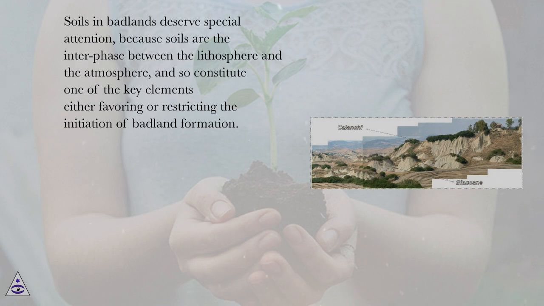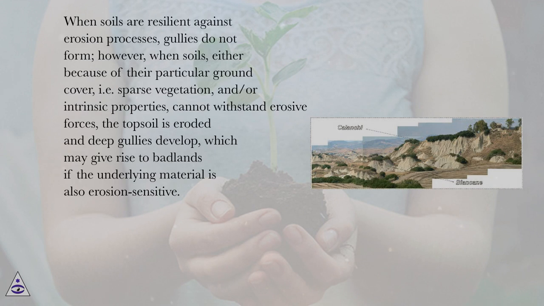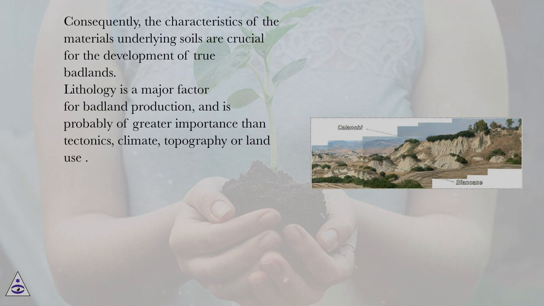Soils in badlands deserve special attention, because soils are the interface between the lithosphere and the atmosphere, and so constitute one of the key elements either favoring or restricting the initiation of badland formation. When soils are resilient against erosion processes, gullies do not form. However, when soils, either because of their particular ground cover, i.e. sparse vegetation, and/or intrinsic properties, cannot withstand erosive forces, the topsoil is eroded and deep gullies develop, which may give rise to badlands if the underlying material is also erosion sensitive. Consequently, the characteristics of the materials underlying soils are crucial for the development of true badlands.